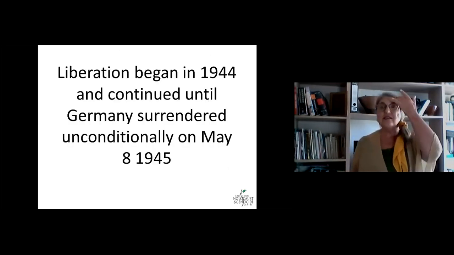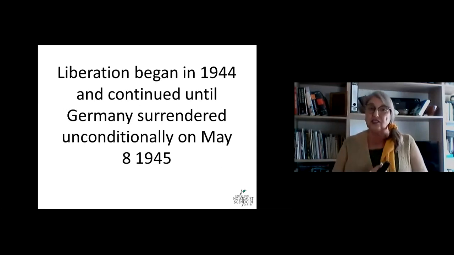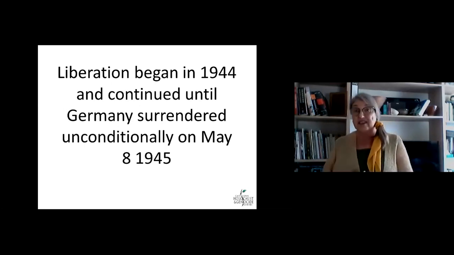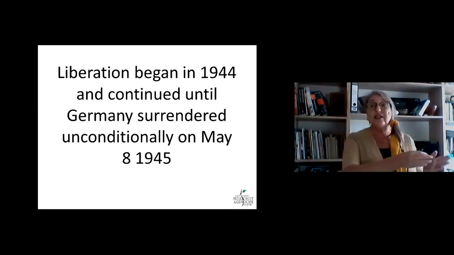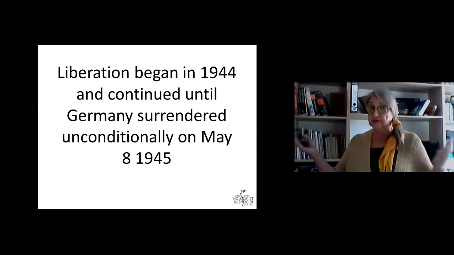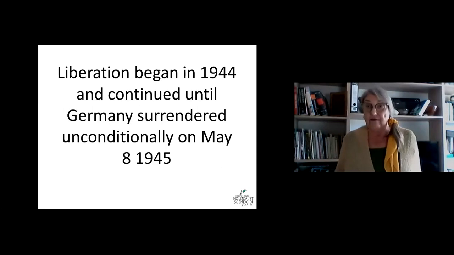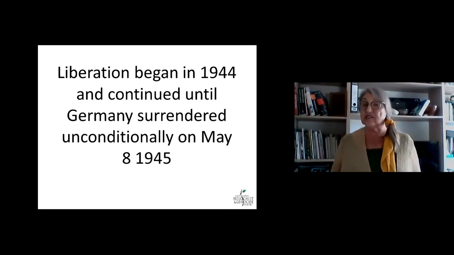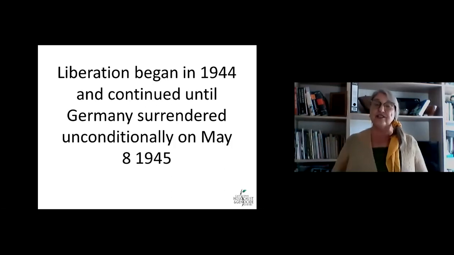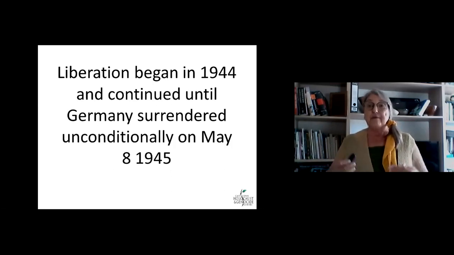Liberation. This begins in 1944 and continues until Germany surrenders on May the 8th, 1945. So it wasn't just now we're free. It was a process. And even then, many people were free to go where? They had no home, they had no country, they had no family, they had nothing. They were put into displaced persons camps. Sometimes people stayed there for 5 years until a country agreed to take them. So liberation was not a joyous affair for most of the people who were liberated, but they were indeed free.